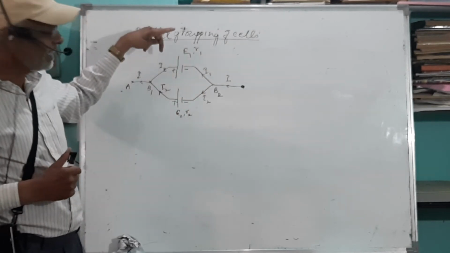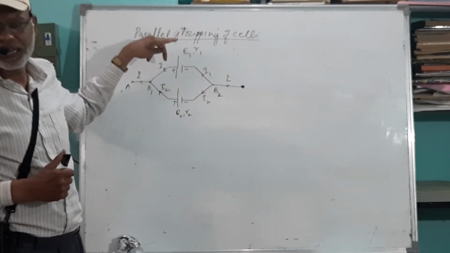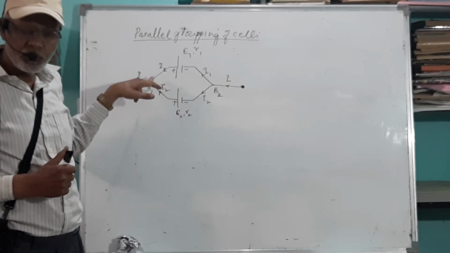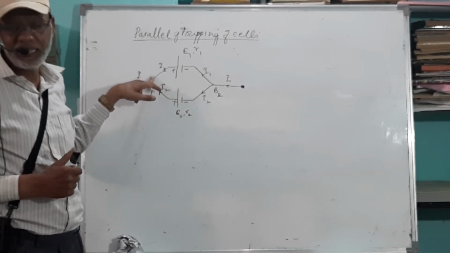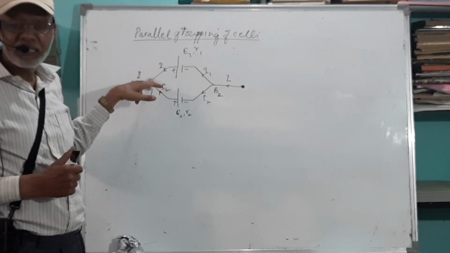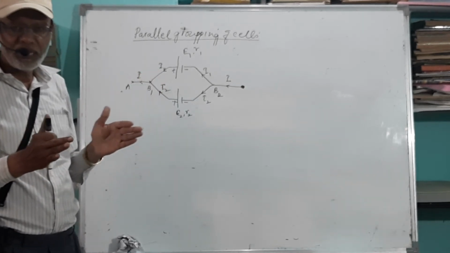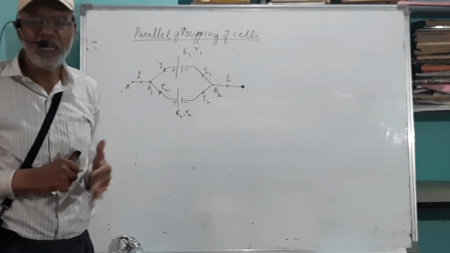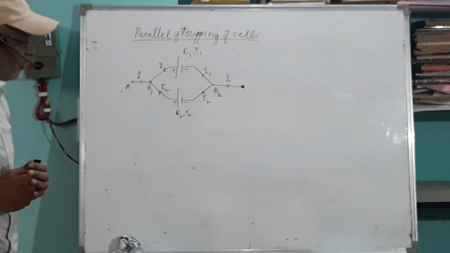The first cell's EMF is E1, the first cell current is I1 and the second cell current is I2. These two cell currents meet at the junction A. On meeting at the junction A, the sum of I1 and I2 gives you the main current. So this is the description of the parallel grouping of cells.